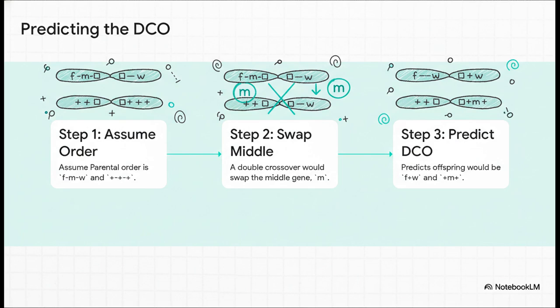We assume the parental chromosomes are arranged in the order F-M-W and plus plus plus. A double crossover event swaps only the middle gene, which in this case we're hypothesizing is M. So the first chromosome gives up its M and takes a plus, becoming F plus W. The second chromosome gives up its plus and takes the M, becoming plus M plus. This is our final and most crucial prediction.